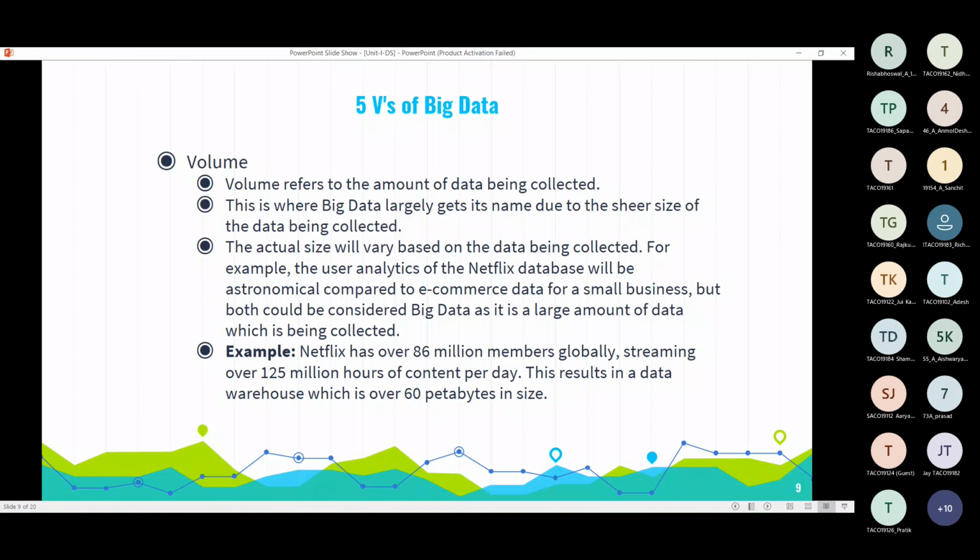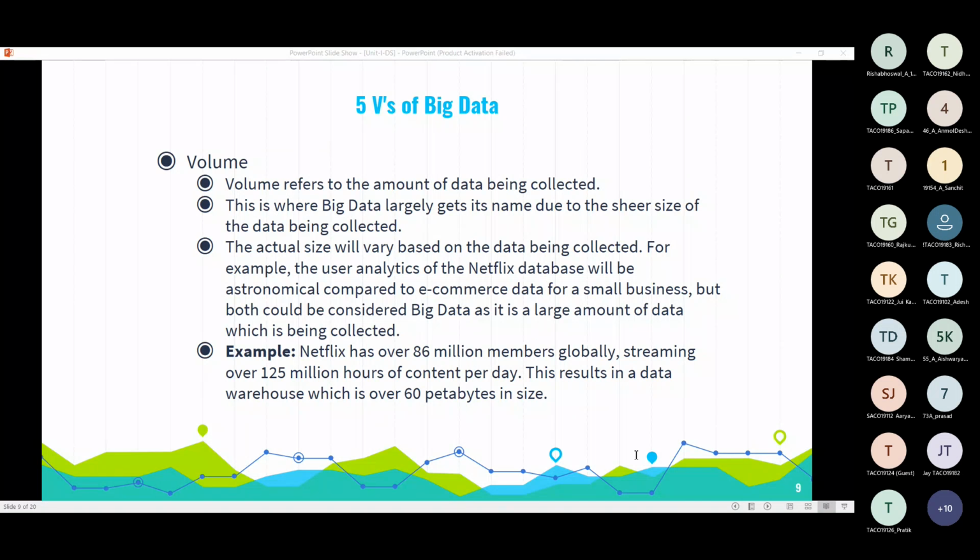The next V is volume. Volume refers to the amount of data being collected. This is where big data largely gets its name, due to the sheer size of the data being collected. The actual size will vary based on the data being collected. For example, the user analytics of the Netflix database will be astronomical compared to the e-commerce data for a small business, but both could be considered big data as it is a large amount of data being collected.